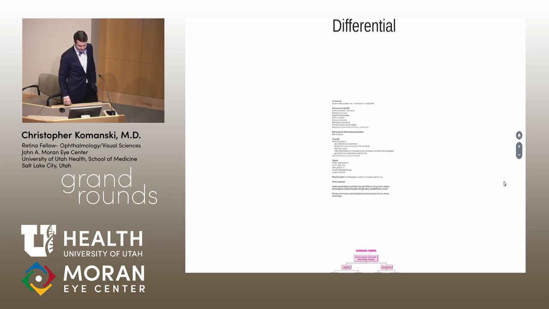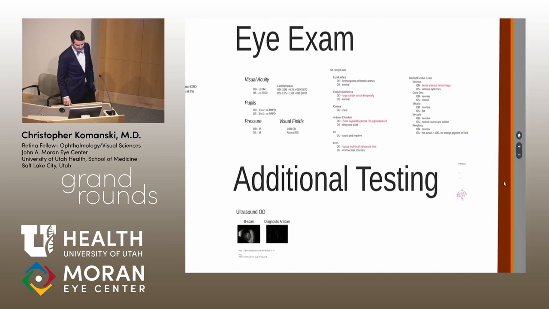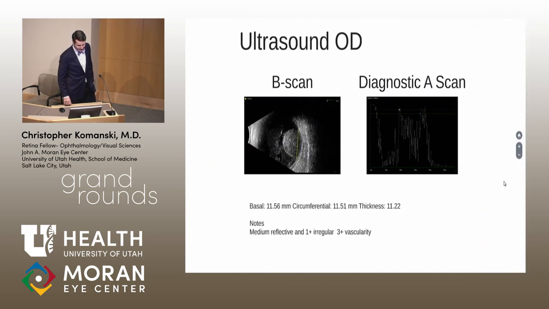at the bottom. So additional testing, we did an ultrasound of the right eye, and the B scan revealed this choroidal mass measuring 11.5 by 11.5 millimeters with a thickness of a little over 11 millimeters. And the notes was medium reflectivity, one plus irregularity, and three plus vascularity. And this is a representative B and diagnostic A scan.